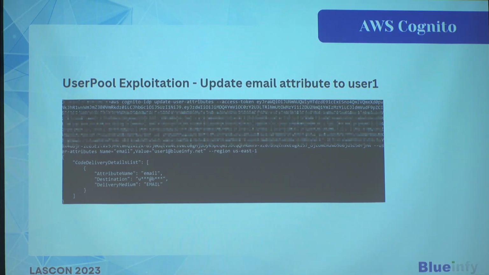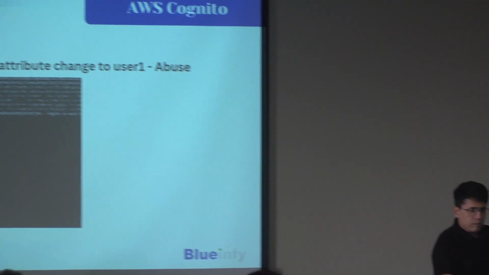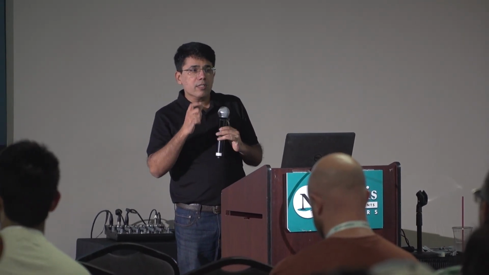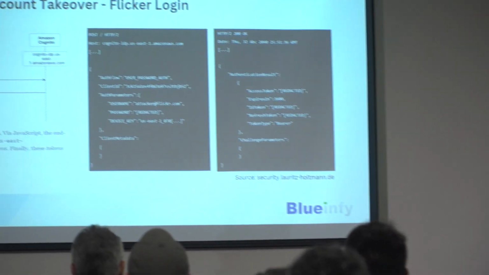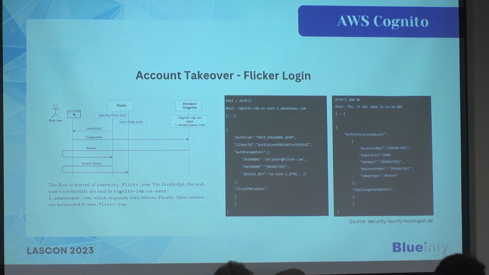Now if the application is taking a decision based on this parameter, it can be a complete unauthorized account takeover, because if I know your email address, I can modify mine and get access to your account. And this was the case with Flickr. So I modified this to user 1. Flickr has the same issue. Flickr was taking decisions based on the email address. Flickr was using Amazon Cognito for authentication and authorization. So here is the access token.